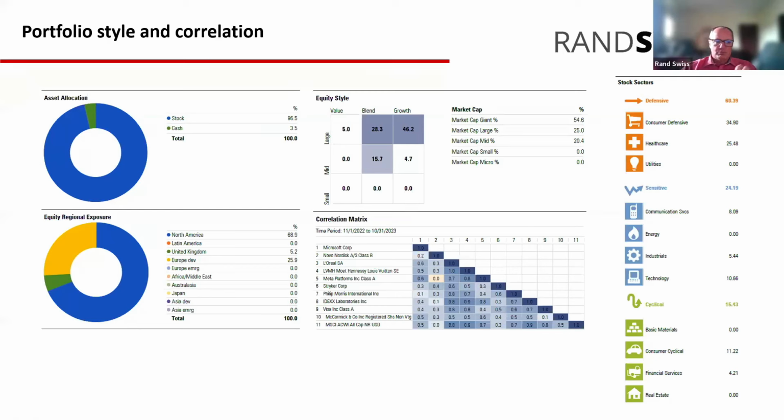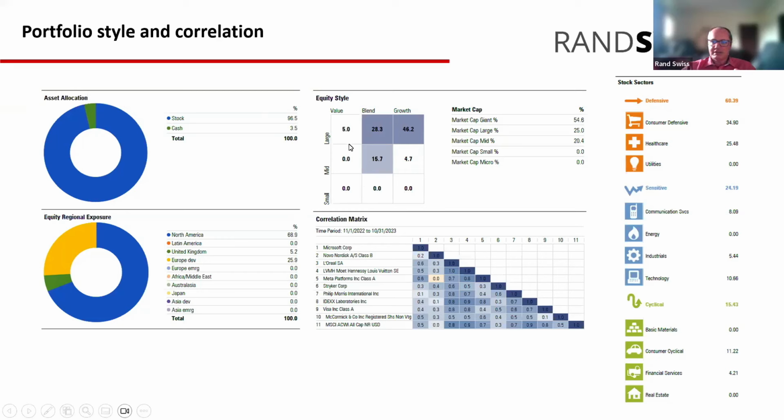The other thing, this is one of the systems we use. It's called Morningstar, but you may have heard of it. This is just a portfolio X-ray. All that I'm trying to show you here is there are now different ways to diversify.